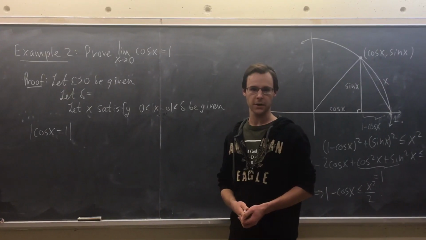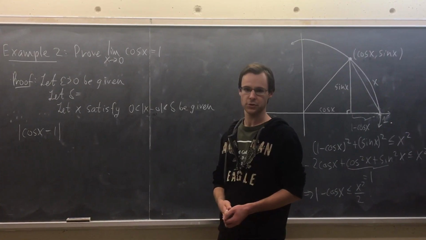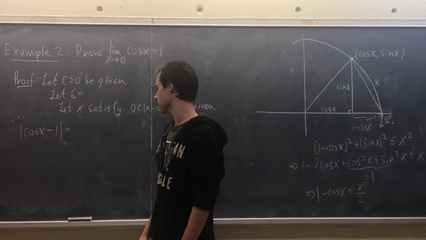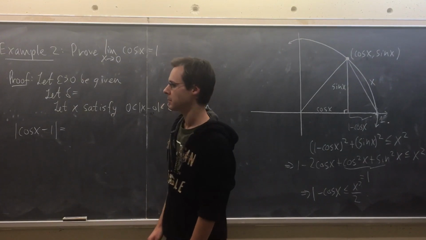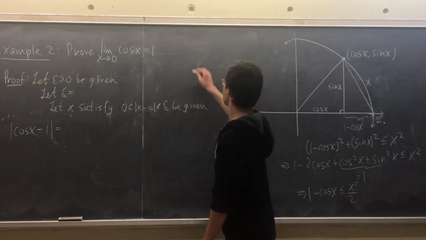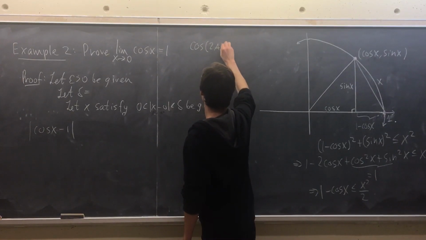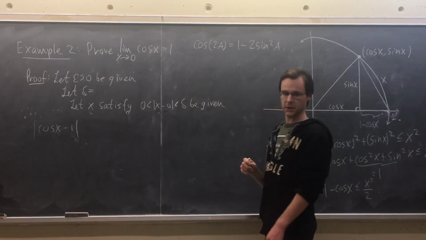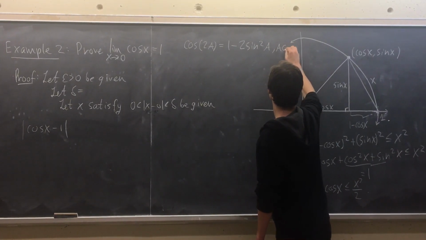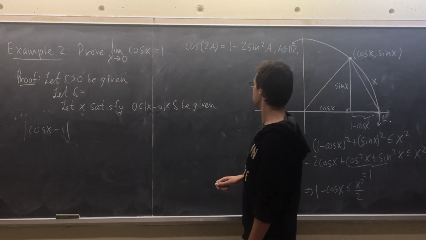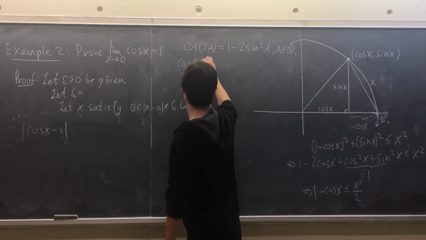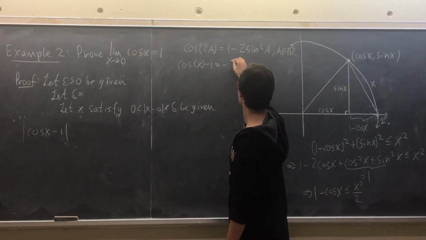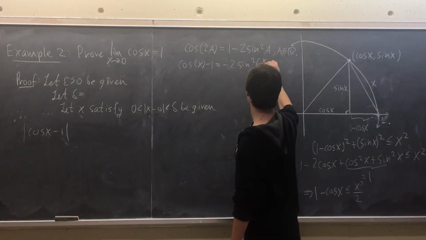Okay, so for a slightly different argument, we could just use a trig identity. If you remember, we have a formula for cos x minus 1 coming from the double angle formula for cosine. The double angle formula for cosine, cos 2a is equal to 1 minus 2 sine squared a. This holds for all a in the reals, and can be rearranged to give cos x minus 1, if we just set a to be x over 2, equal to negative 2 sine squared x over 2.